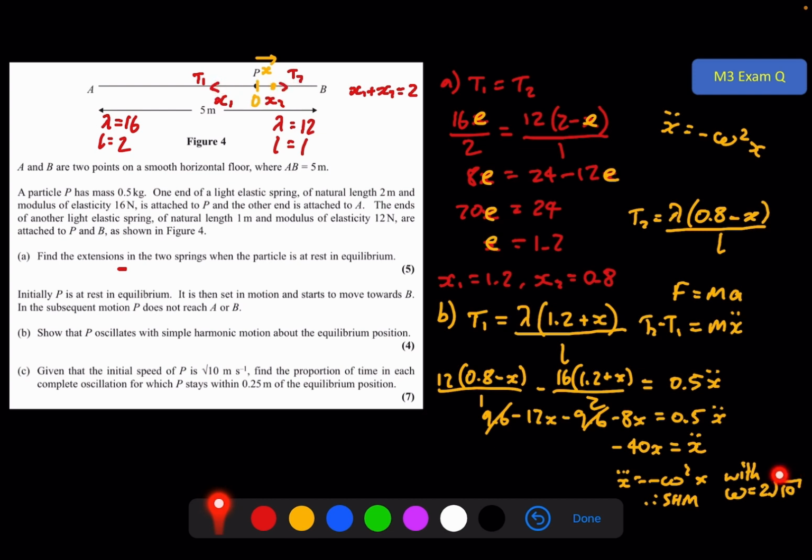We can do that because we have omega. Then we need to find the time it takes to get to 0.25 meters, and to do that I'm probably going to need A, the amplitude.